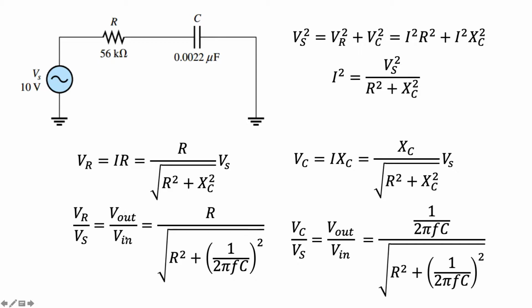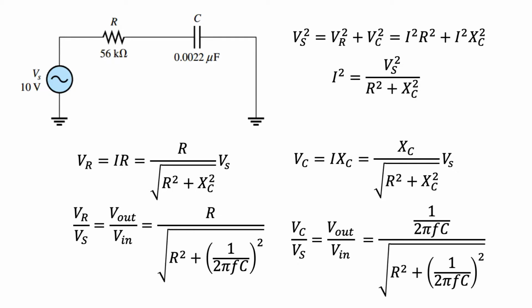So we have for the voltage across the resistor, the expression R over the square root of R squared plus the quantity 1 over 2 pi Fc, squared, and for the voltage across the capacitor, 1 over 2 pi Fc divided by the square root of R squared plus 1 over 2 pi Fc, squared.